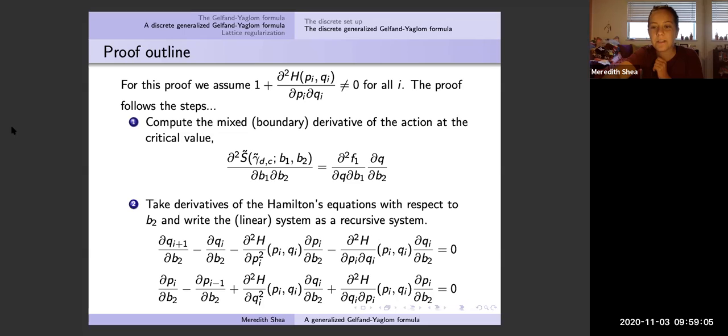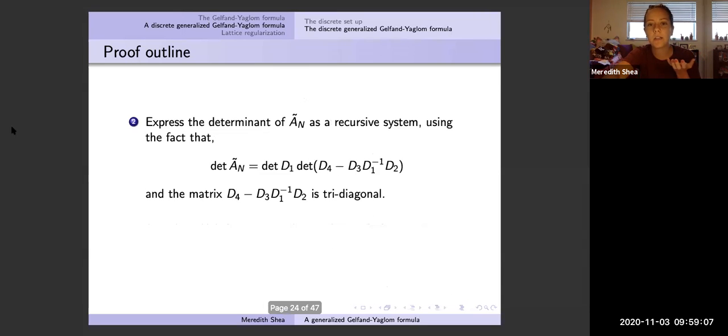And then the next thing you want to do is consider it from the other end. So we want to consider the determinant of a tilde n. And we can also nicely write this as a recursive system using the fact that, as long as D1 is invertible, then we can write out the determinant of a n tilde in the following manner. And in cases where D1 isn't invertible, we can get around it, but it's a longer path around. So it's nicer to just consider this proof in the case where D1 is invertible.